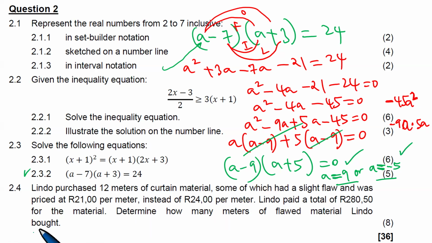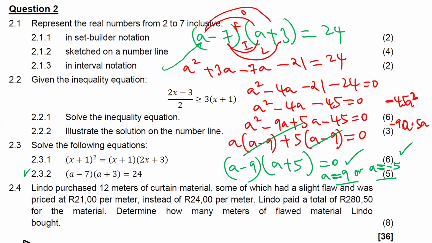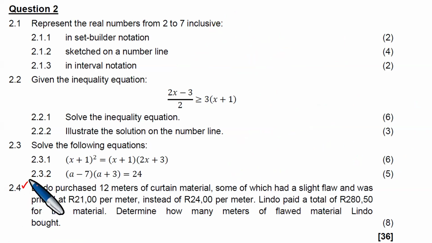Okay, so let's look at the next one. We're going to recap on this one on Lindo. Lindo is a good person, but decided to buy a K10 material, some of which is a popular kind of question in this module.